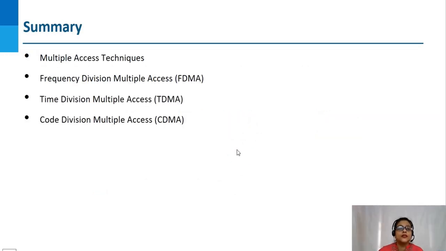To summarize, in this video we have learned about the various multiple access techniques. We have learned what frequency division multiple access is all about, or FDMA, and how it is related to FDM, working at the physical layer. We have learned what time division multiple access is, or TDMA, and how it is related to TDM, working at the physical layer. And then we have learned about code division multiple access, or CDMA.